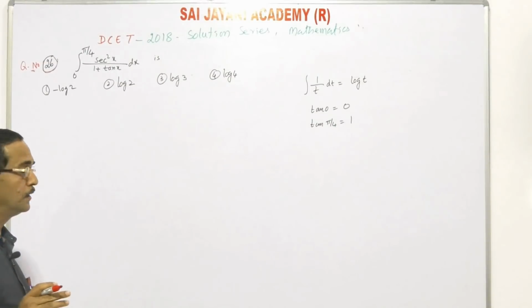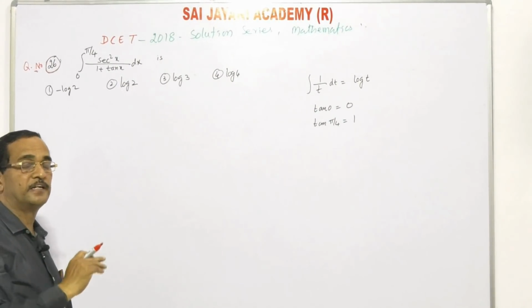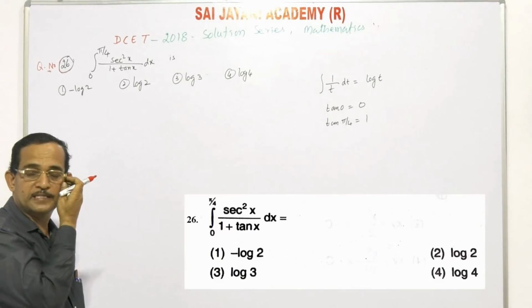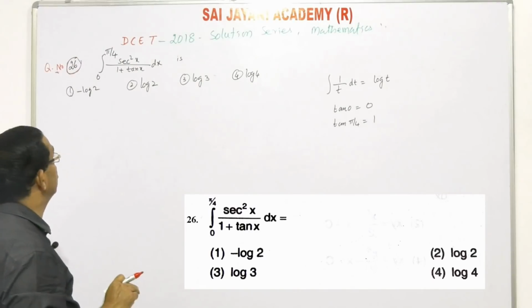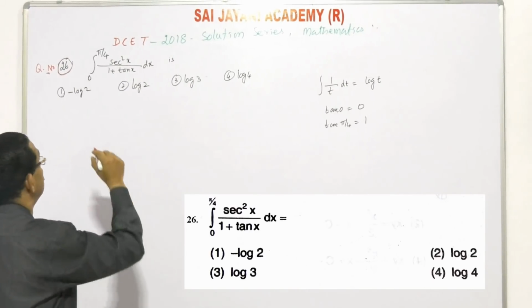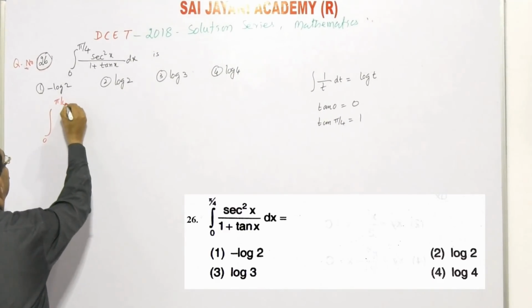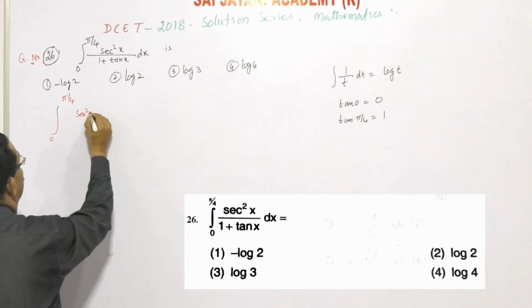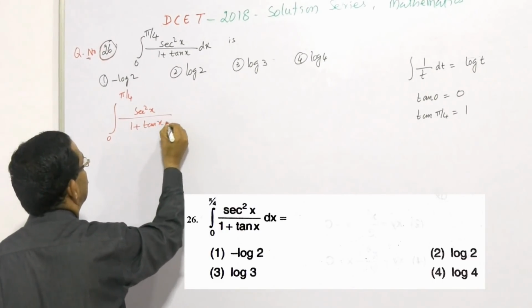Yes. Now we shall come to question number 26 in the integration part. This is related to definite integrals. But it has a definite value while doing the integration. Therefore, it is called the definite integrations. So now he has given the problem. What is that? Integral of 0 to pi by 4 secant squared x over 1 plus tan x dx.